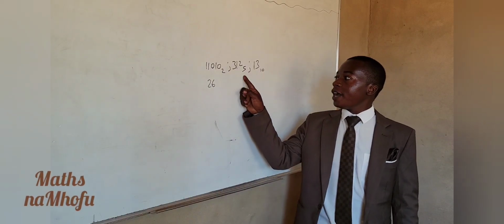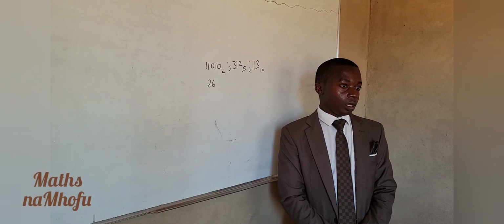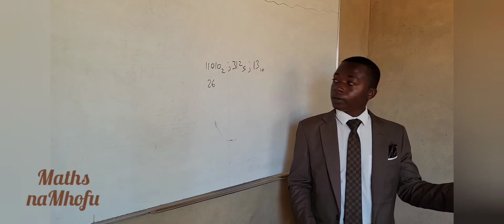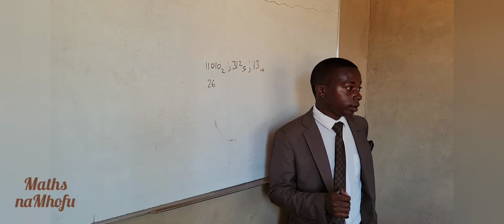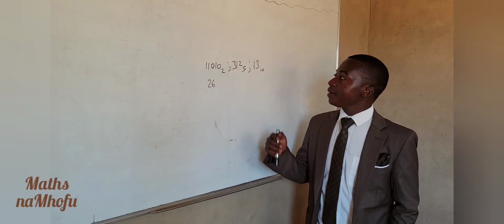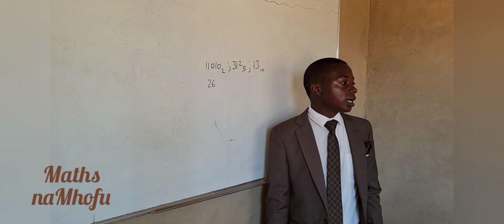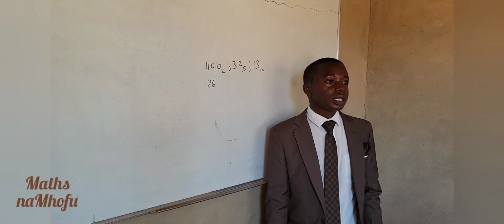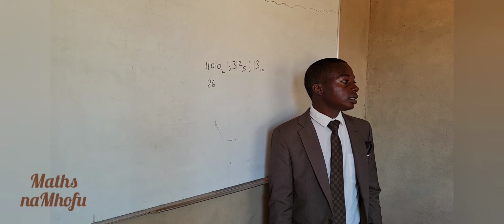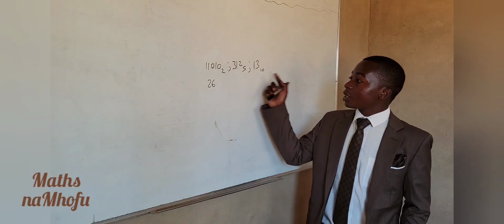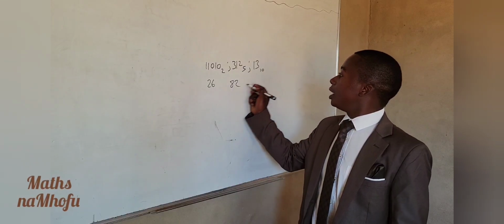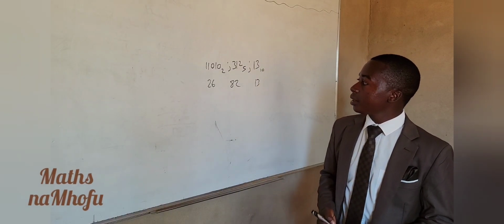Then this one, 5 times 3 is what? 15. 15 plus 1 is 16. 16 times 5, what's the answer? 80. 80 plus 2, what do you get? 82. And 13 is already in base 10.